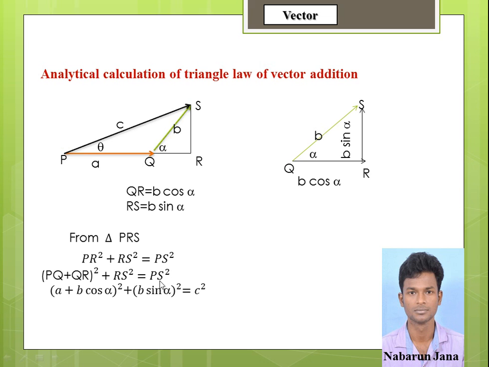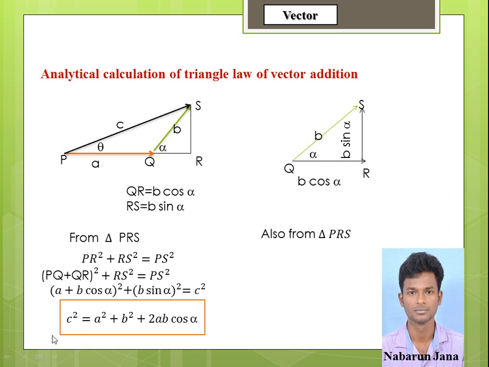And PS, what is PS? PS means the resultant vector C. Now expand this, A plus B cos alpha whole square, and calculate the whole. You will get C square equal to A square plus B square plus 2AB cos alpha. So you can get the formula analytically. You have to use this formula. So the resultant vector square equals one vector square plus another vector square plus 2 into the multiplication of two vectors and cos of the angle between two vectors. This is the angle between two vectors A and B.